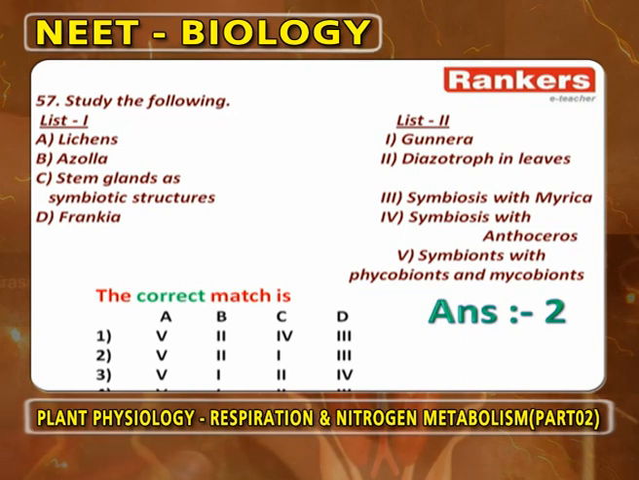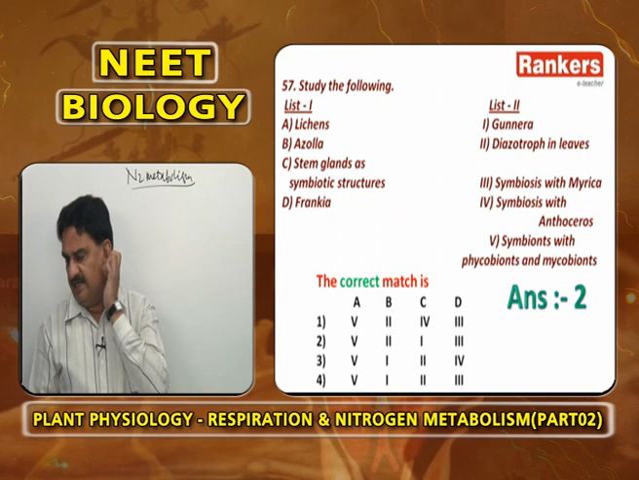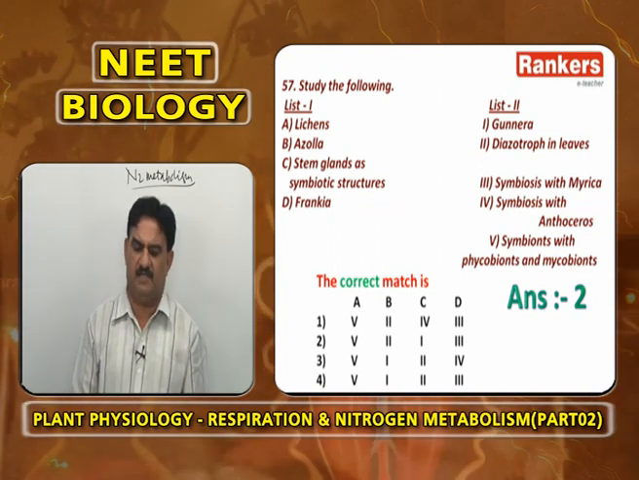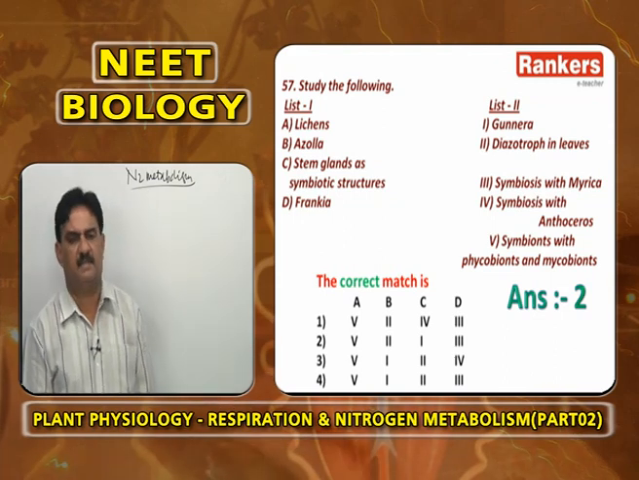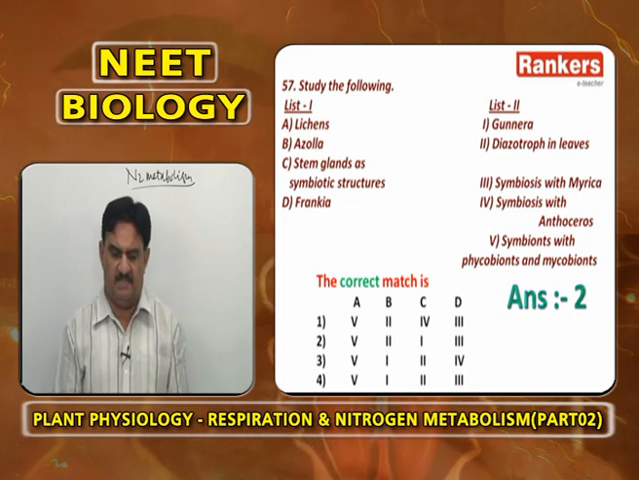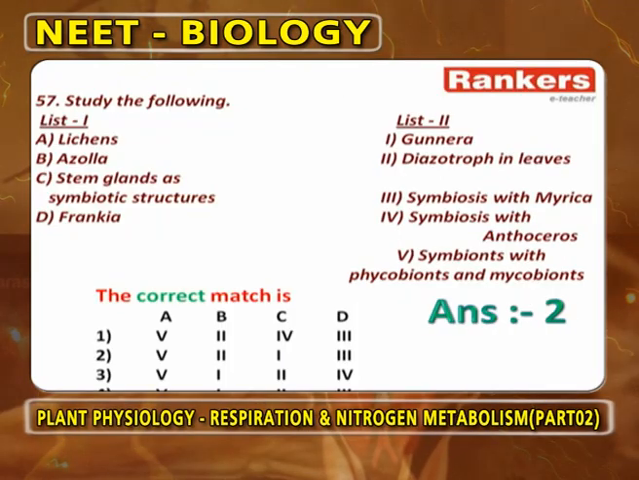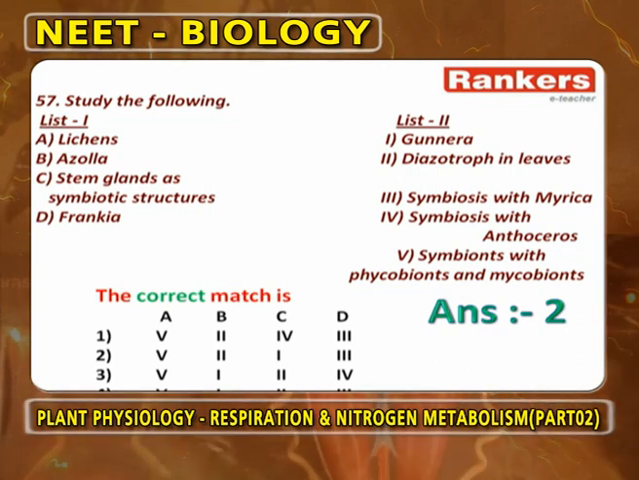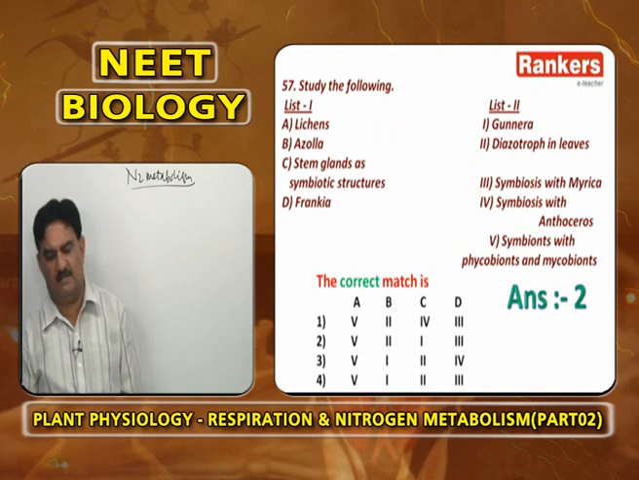Then azolla. Azolla is a diazotroph in leaves. Azolla contains a diazotroph, Anabaena azollae, in its leaves. Azolla is a free floating fern that helps in nitrogen fixation in rice fields, whose importance was first proved in Vietnam. Stem glands as a symbiotic structure is Gunnera. Nostoc is present in the stem glands of Gunnera. First option, Frankia, symbiosis with Myrica, third option.